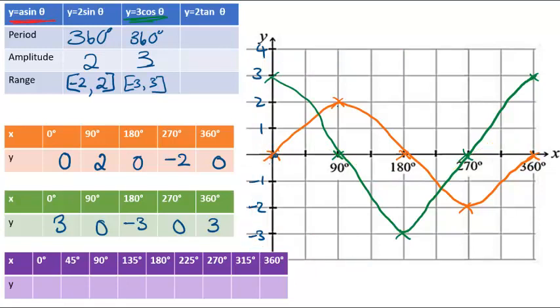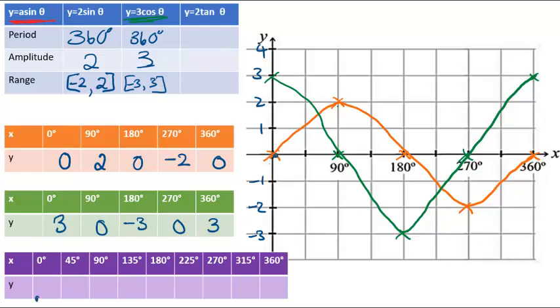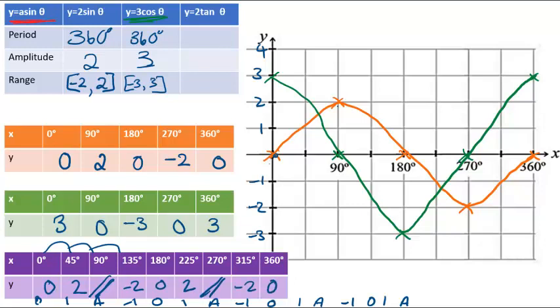Lastly, let's do the tangent graph. So our ratios for tangent, I hope you remember the pattern, is 0, 1, asymptote. Negative 1, 0, 1, asymptote. Negative 1, 0, 1, asymptote. And our jump is 45 degrees every time. So we're going to do 2 tan of theta. 2 times 0 is 0. 2 times 1 is 2. Asymptote, we don't do anything. So I'm going to put asymptote. Negative 2, 0, positive 2, asymptote. Negative 2, 0, positive 2, asymptote.